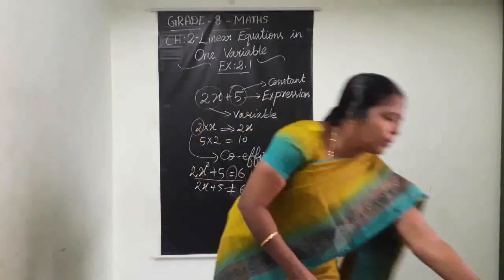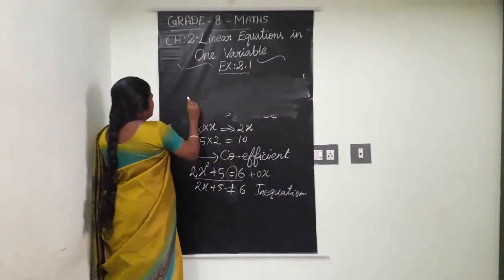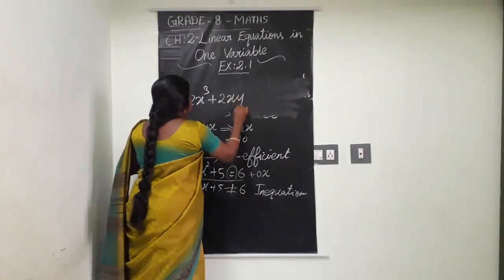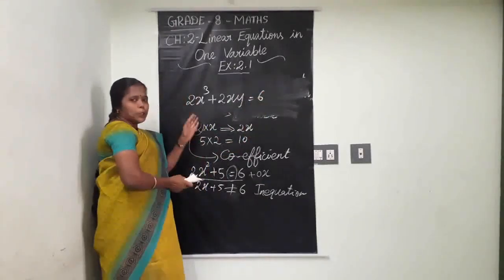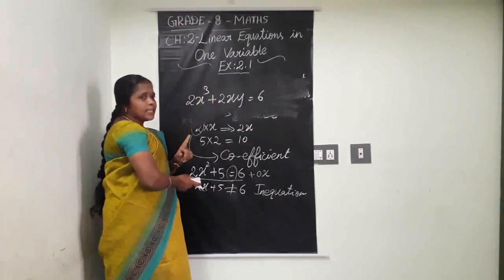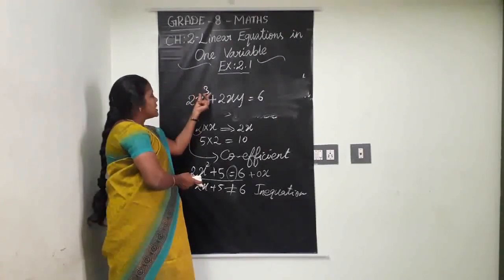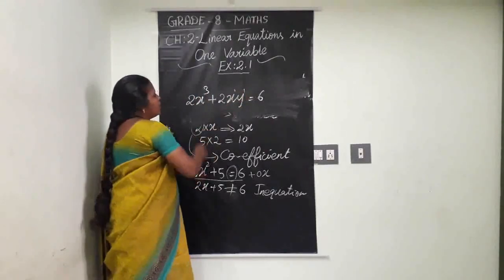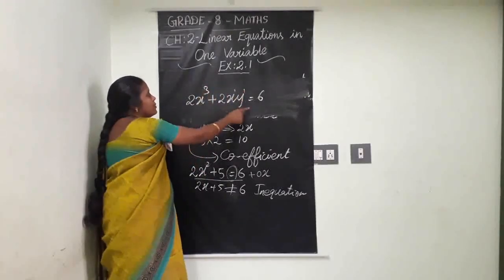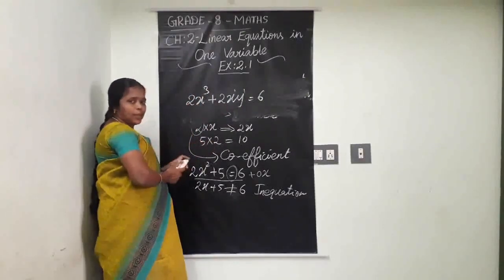Suppose it is coming like this. Can you say this is a linear equation? See, what is the condition for a linear equation? The highest power of the variable must be 1. Here the powers are 1, 3, 2, 3. So 3 is the highest power of this equation. That means we can tell this is not a linear equation.